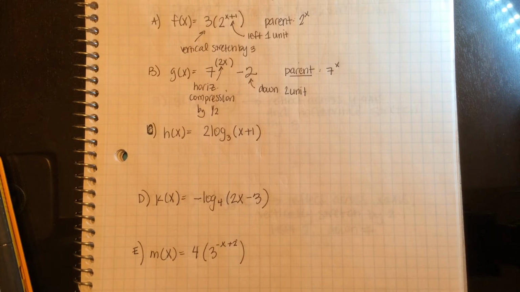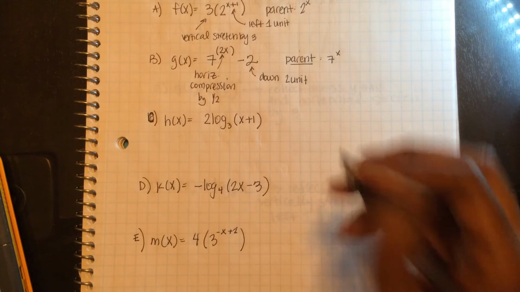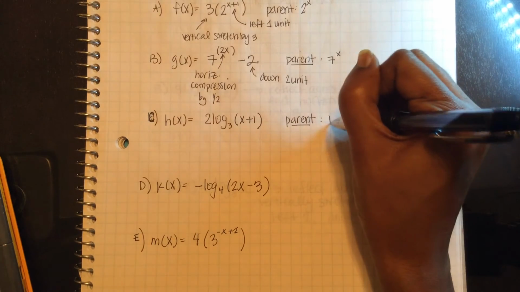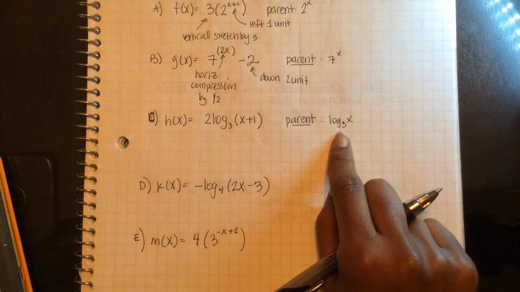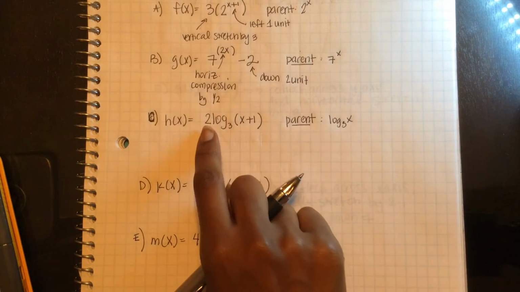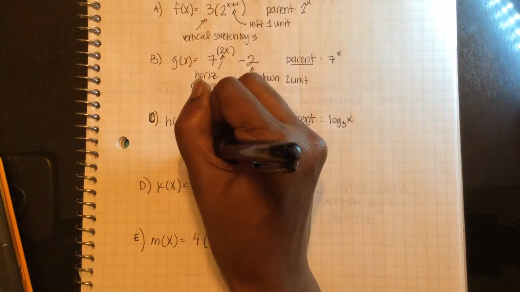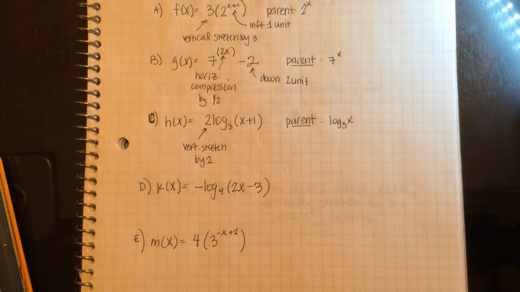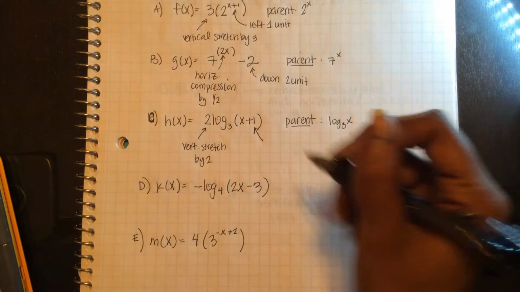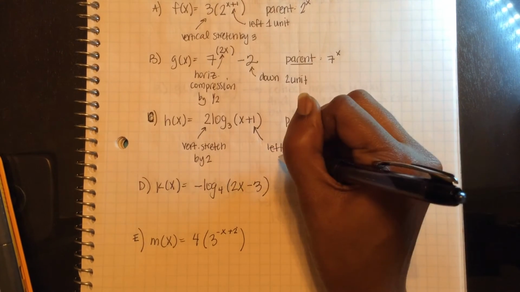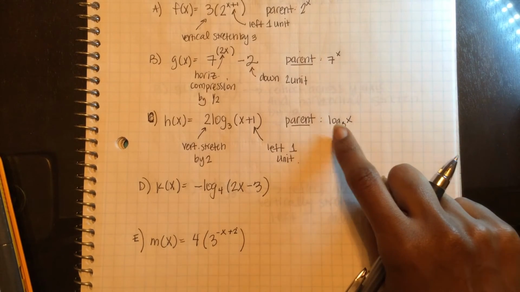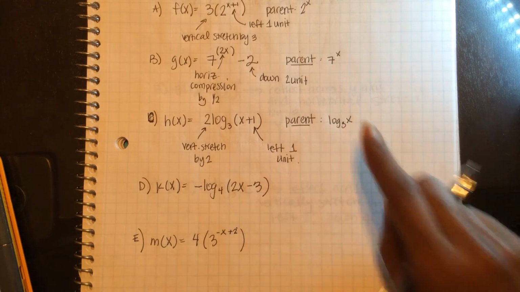So now let's go on to our logarithmic transformations. So for part C, parent log function to me is log base 3 of x, just a basic log of x. So the 2 in front of my log is a vertical stretch by 2 because 2 is greater than 1, and the 1 added to my x shifts it to the left 1 unit. So our parent log functions are log base something of x.